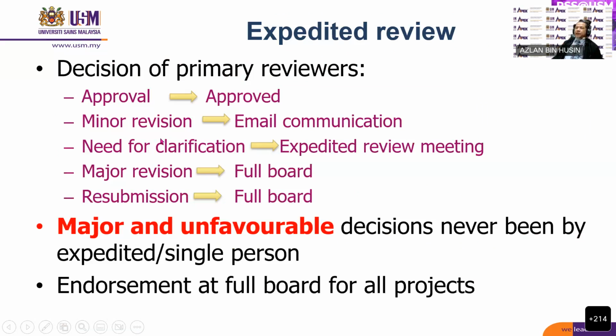Based on the primary reviewers' comments, if both approve, then during the discussion it will be approved. If it is a minor revision, it will be sent by email with documentation. If clarification is needed, then the researcher will be called to the expedited review, or you can call it a mini review meeting. But if it is a major issue, unaffordable, the proposal will be forwarded to full board review. Okay, whatever the decision, it will be endorsed in full board review for all projects.